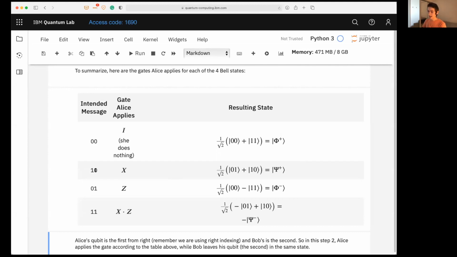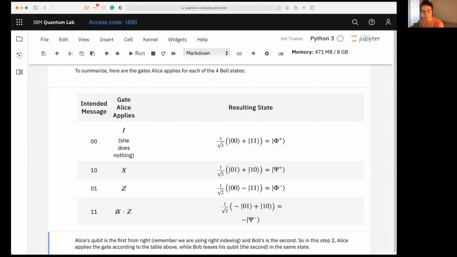If Alice wants to send 0,1, I guess this is in a slightly different order than the way we did it, but if Alice wants to send 0,1, she has to apply a Z gate to her qubit, and that's going to transform their phi plus state into phi minus. If she wants to send 1,0, she's going to apply an X gate to her qubit, and that's going to transform their phi plus into a psi plus. And if she wants to send 1,1, she is going to first apply the Z gate, then apply the X gate. So that's the answer to how you create psi minus.